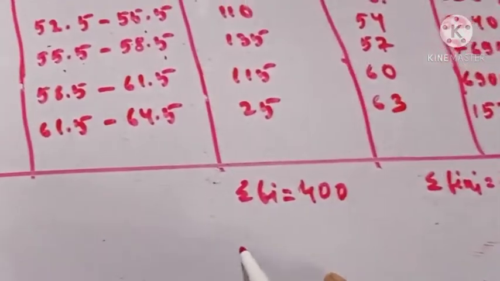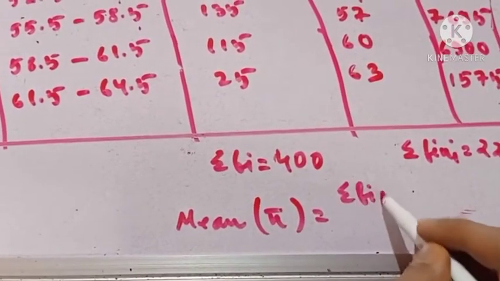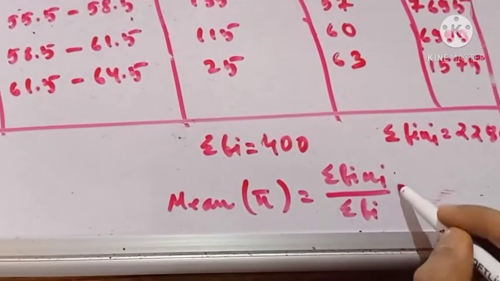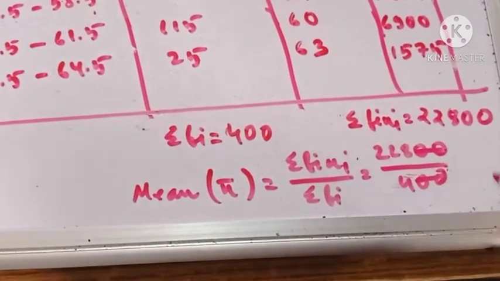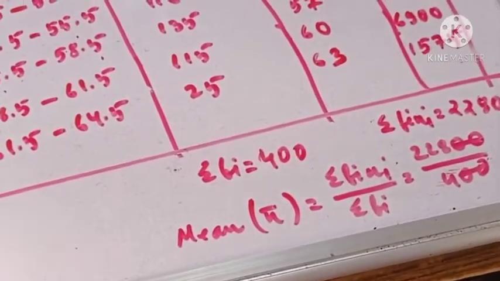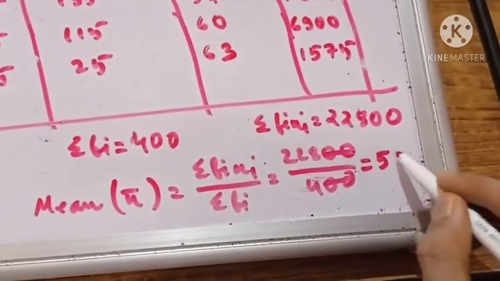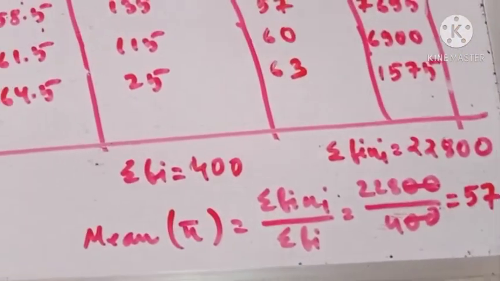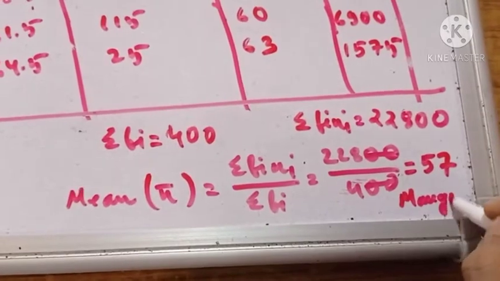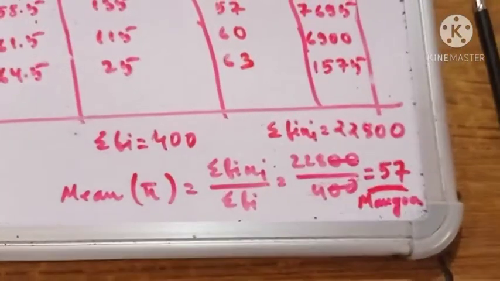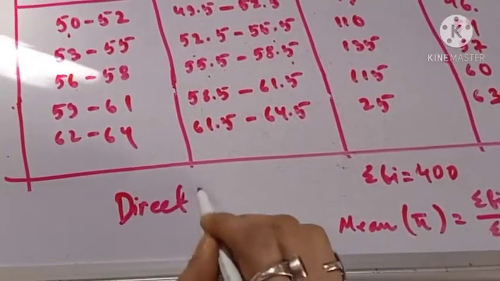So the mean x dash equals summation of fi xi by summation of fi, which equals 22800 by 400. Cancelling, 228 divided by 4, I will get 57. It will be 57 mangoes. So this will be my answer, and I have done it by the direct method.